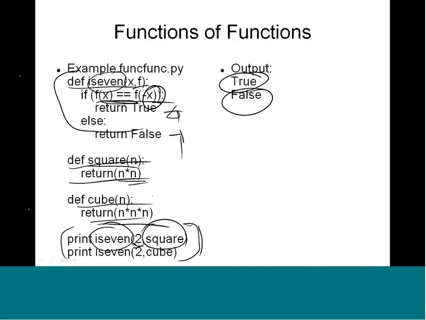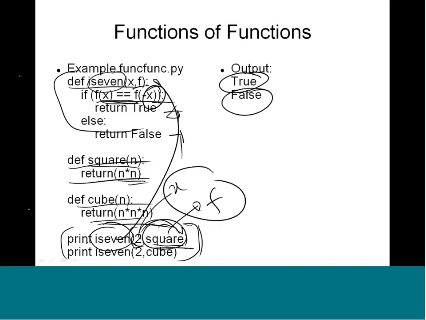So for square you need only one number. So what happens is it knows that okay, it's a square and it passes this number into that square, computes the answer, and 2 becomes x, square becomes f, and then is_even is evaluated with these numbers, and then it comes up with this answer.